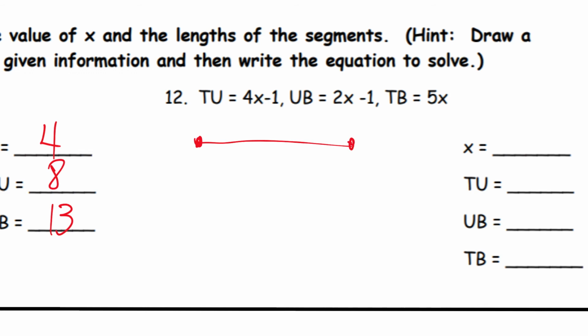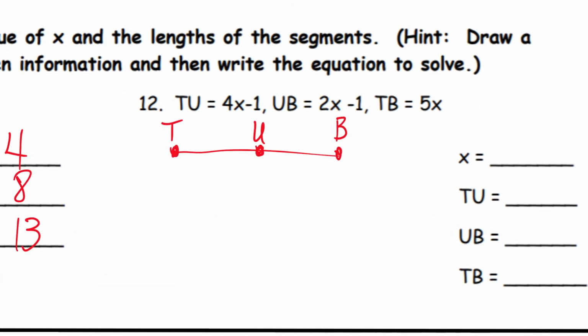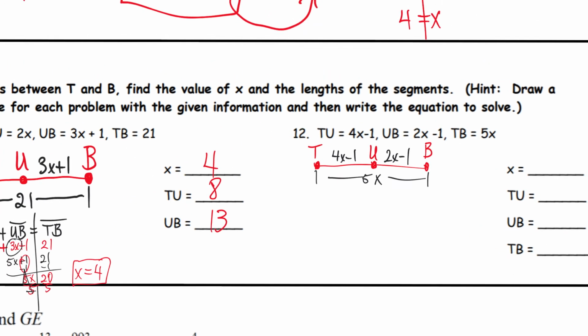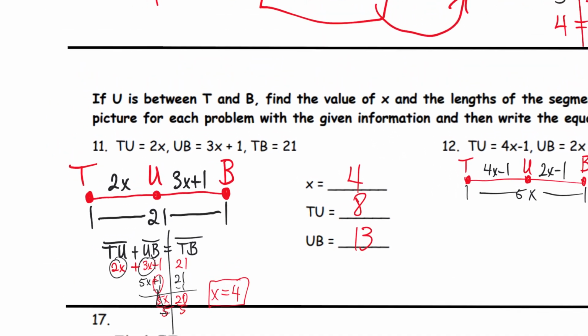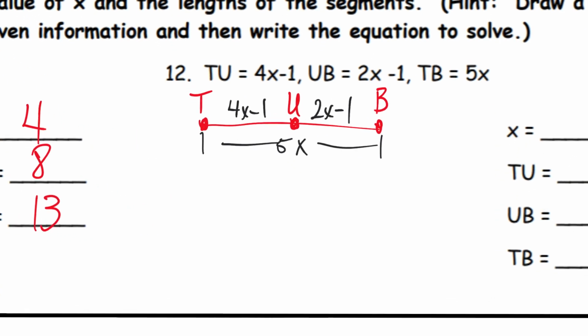All right, on this one, it's the same thing. U is between T and B. TU is 4x minus 1, UB is 2x minus 1, and TB is 5x. I didn't mention it, but this is different than up here, because up here it said midpoint. Here it doesn't mention anything about U being the midpoint. It's just somewhere between there.